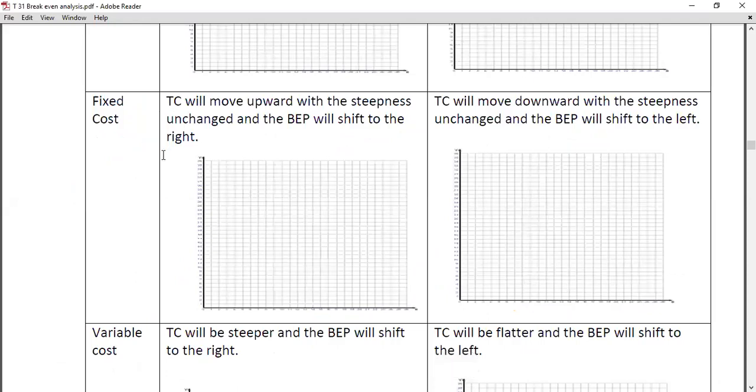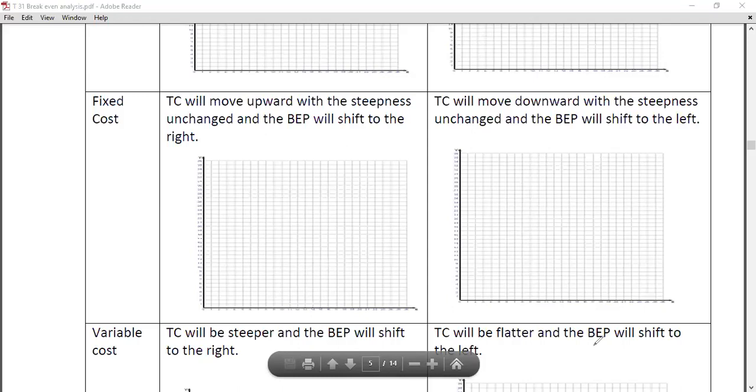When fixed cost increases, total cost will move upward with the steepness unchanged, the same slope, because the slope is determined by the variable cost. That's why the steepness is unchanged, and the break-even will shift to the right. On the other hand, if the fixed cost goes down, total cost will move downward with the steepness unchanged, and the break-even will shift to the left. I'll show you this again on my whiteboard: what happens when fixed cost increases, and what happens when fixed cost decreases.